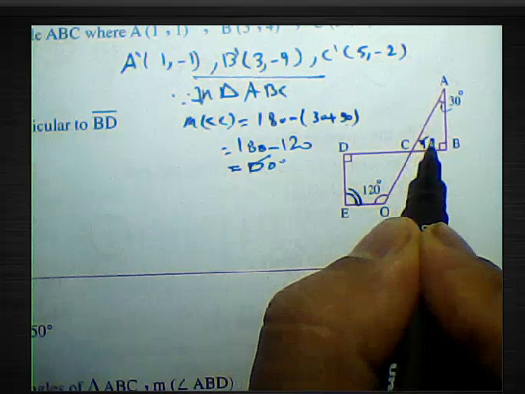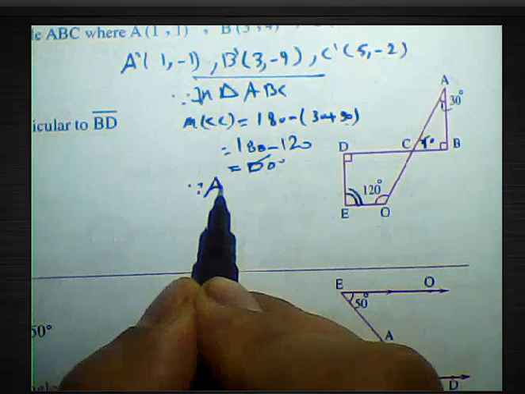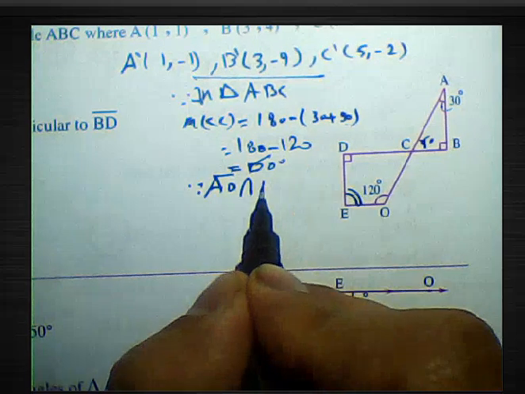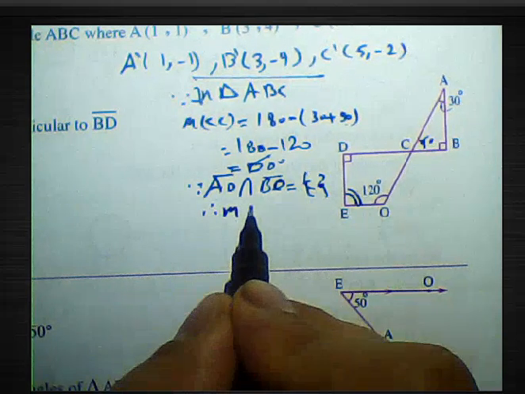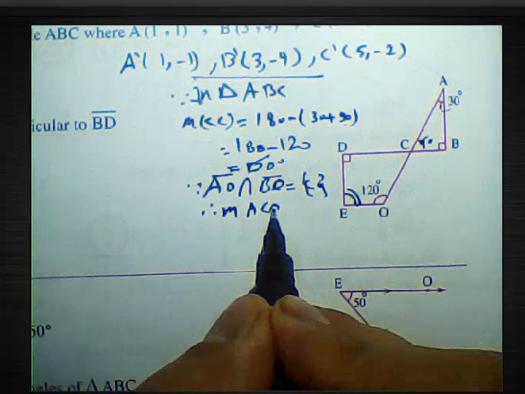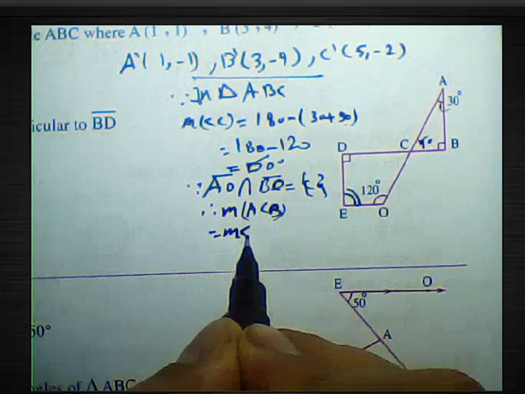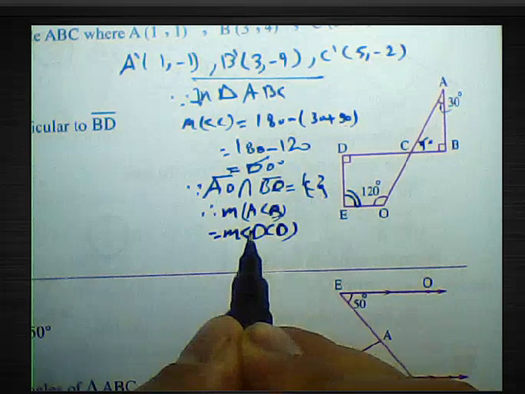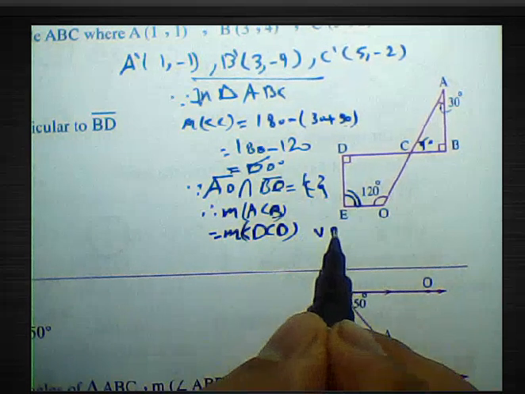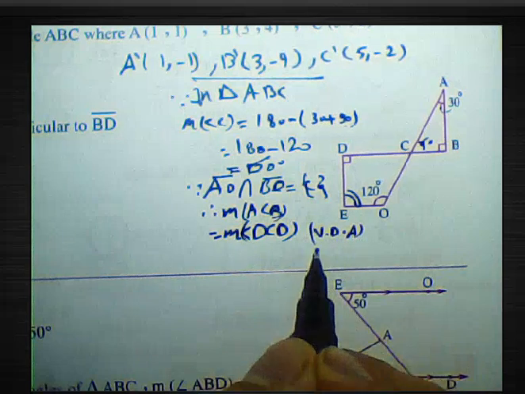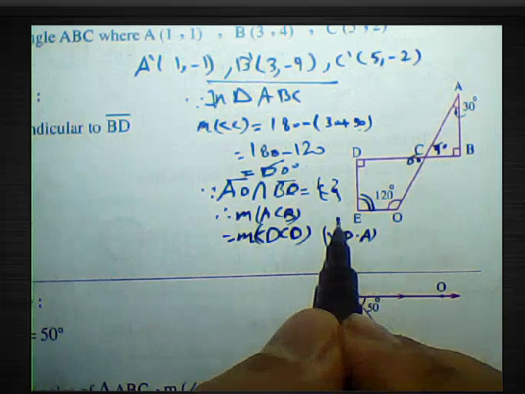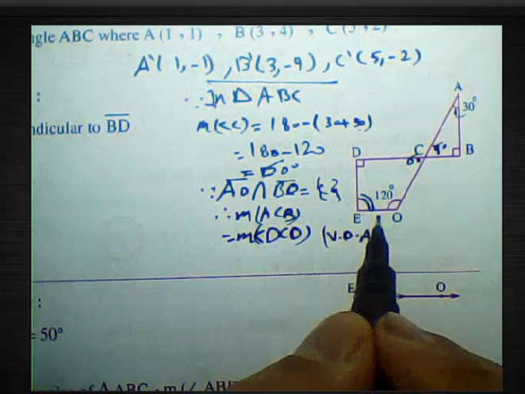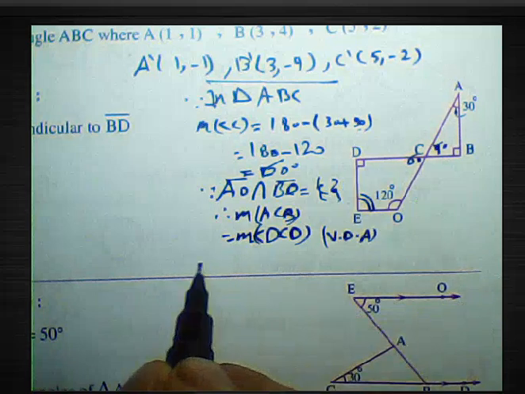Okay, this angle is 60 degrees, such that EO intersects BD at the point C. Then the measure of angle ECB equals the measure of angle DCO, vertical opposite angles. Okay, it will be what? 60 degrees.